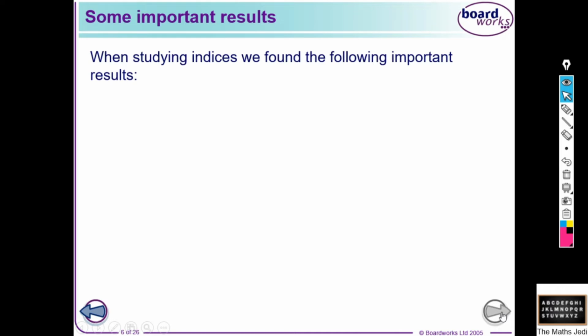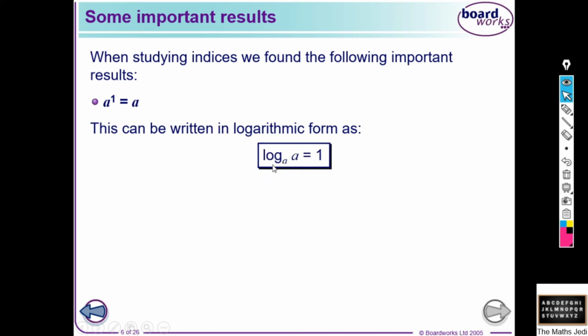When we were studying indices, we found the following important results. For example, we knew that anything to the power of 1 is itself. In this case, a is the base, a is also the outcome, and 1 is the power. That must mean that in logarithmic form, the log base a of a must be 1. This and this are the same, but written in two different forms.